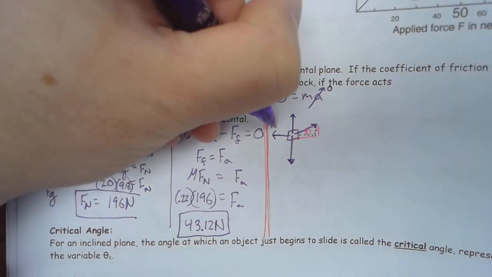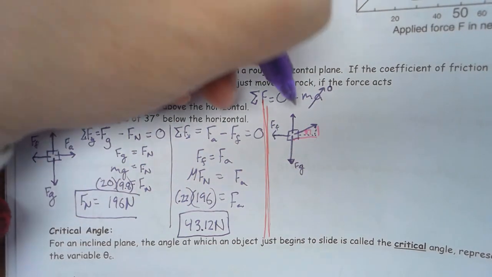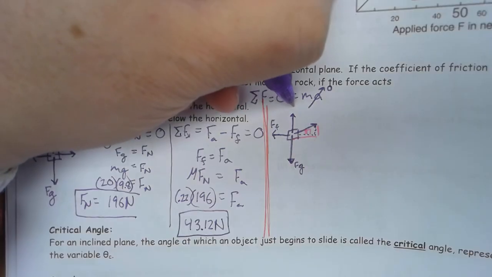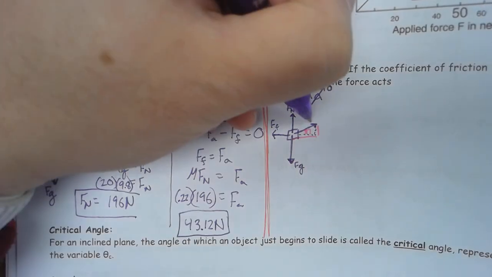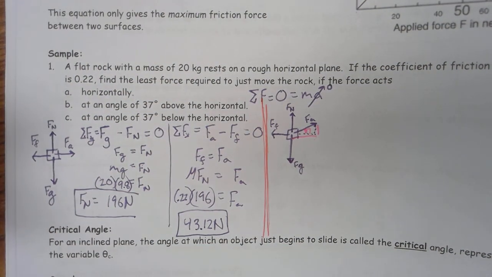So we've got the force friction, we've got force gravity. We need to make sure we label these. A lot of times our diagrams are labeled. It's draw and label. And then this is the force applied.